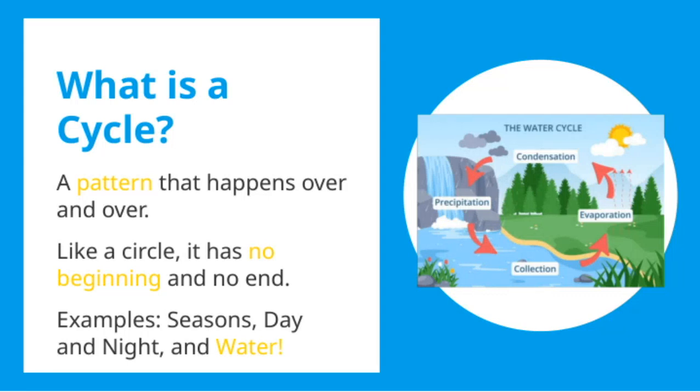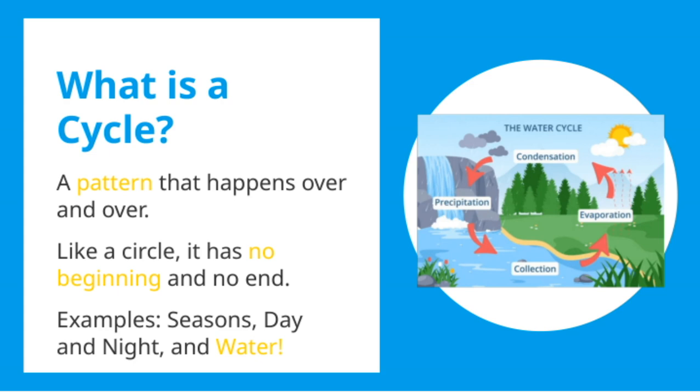Let's look at some examples of cycles that we encounter every day. Think about the seasons, the day and night cycle, and even water, like how water evaporates and then condenses again. These are all examples of cycles because, like a circle, they have no beginning and no end. They keep happening over and over, creating patterns that we can observe repeatedly.